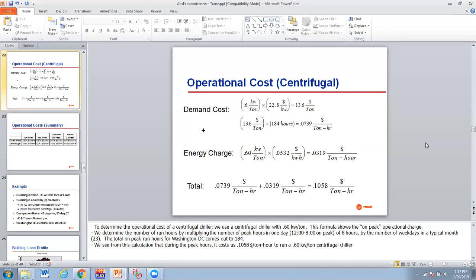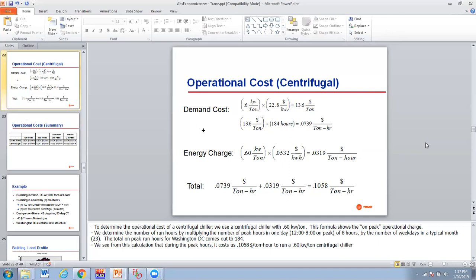Okay, so back to the demand cost. It's 0.6 kW per ton, and 22.80 is the total demand charge. So that's going to be $13.60 per ton. You multiply that out.